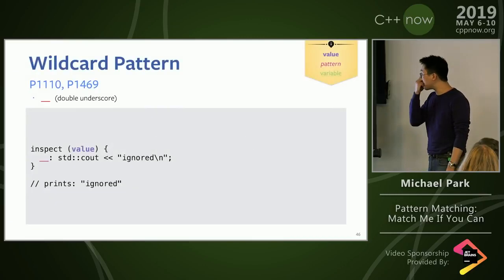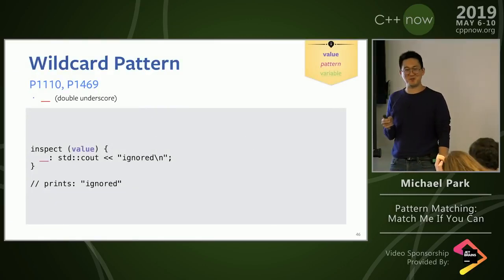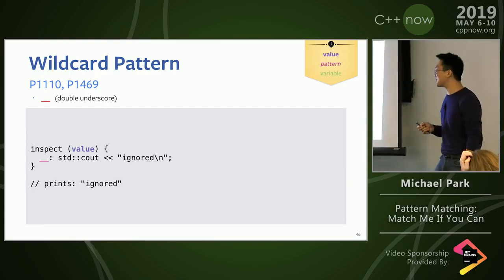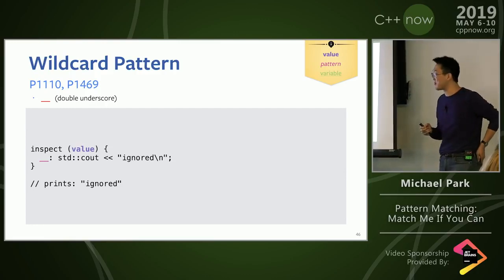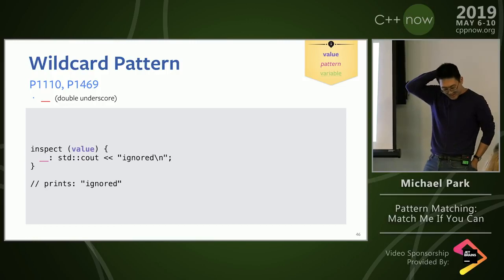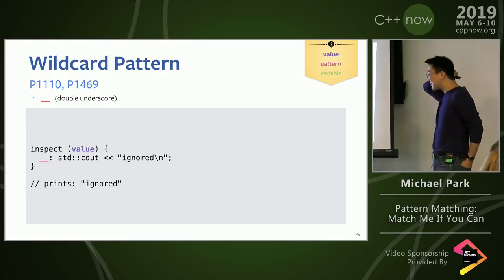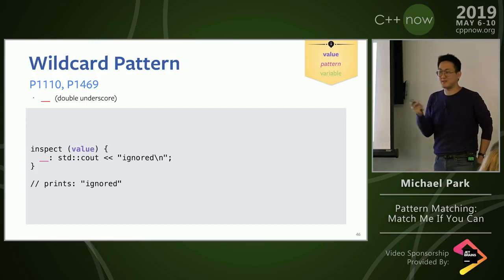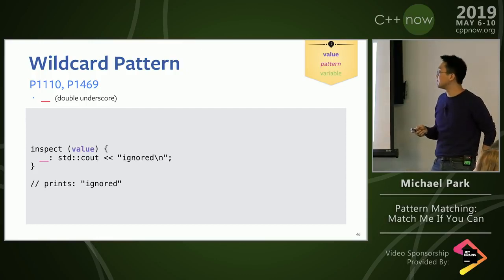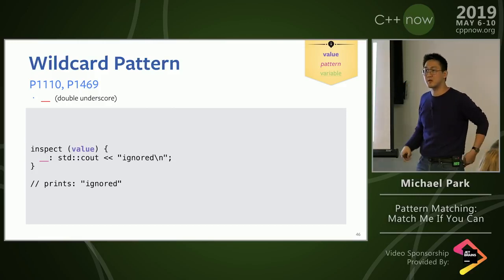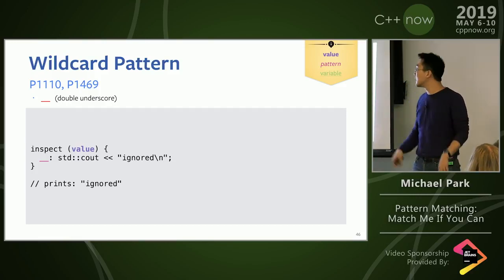So primary patterns. The wildcard pattern is surprisingly a very difficult problem, as simple as the job that it performs. So here it's double underscore. I hate it, but maybe question mark, something else, I don't know. But this is a placeholder for now. This is the placeholder that was used in P1110, which explored kind of how to do placeholders in general.